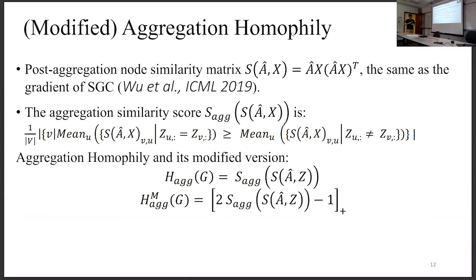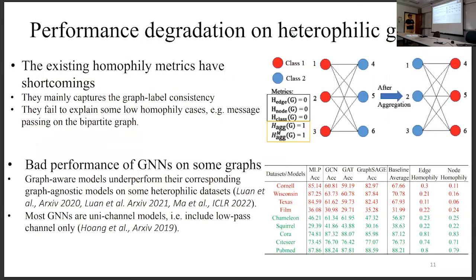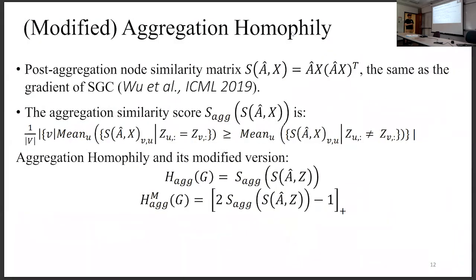So for the first sub-problem, the homophily metric, we first define the node similarity matrix as A hat X, which is the post-aggregation node similarity. From this example, we can see that even though it is heterophilic, after aggregation the nodes are still distinguishable. If we measure the similarity between the nodes, we can see that nodes 1, 2, 3 are pretty similar, and nodes 4, 5, 6 are pretty similar. So based on this similarity matrix, especially the post-aggregation node similarity matrix, we can easily identify which nodes are getting closer and which nodes are getting more different after the aggregation step.